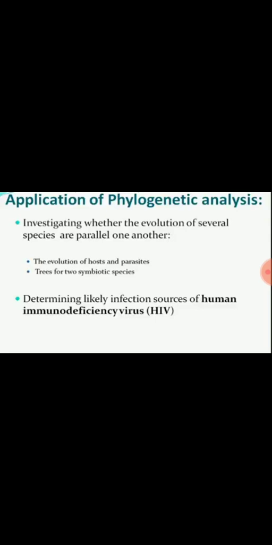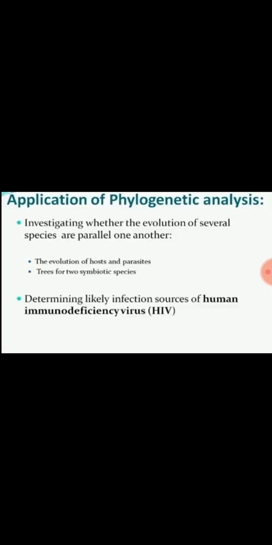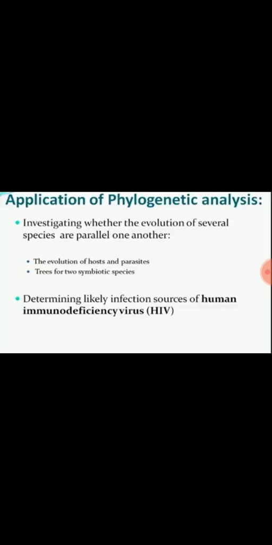Is there any similarity between host and parasite, is their ancestor the same? You can find out by using this. Or you can find out the symbiotic species. If I have taken two symbiotic species, what is the relation between these two, why do they help each other? Is their ancestor the same, is there any gene that is the same between those two species? You can find out by using the phylogenetic tree.